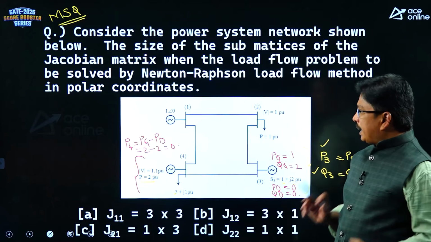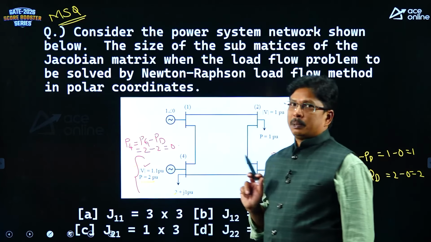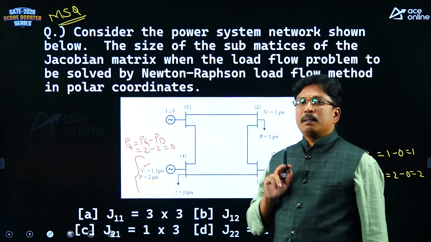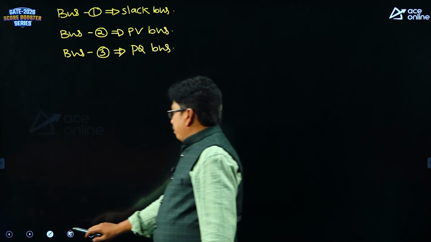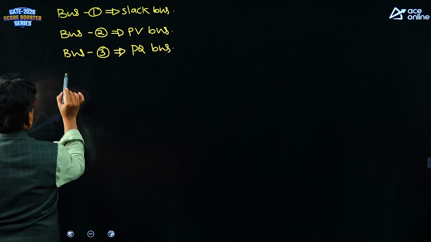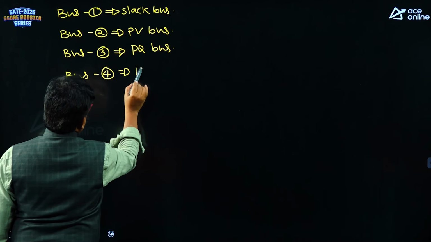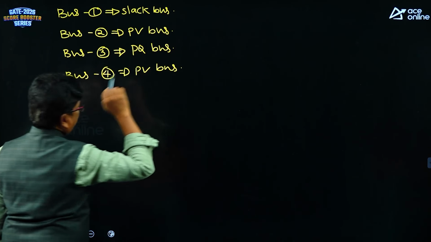Got it right? But which is specified here? Voltage magnitude is specified. So at bus 4, P and V are known. That's why bus 4 is also a PV bus. Got it right?